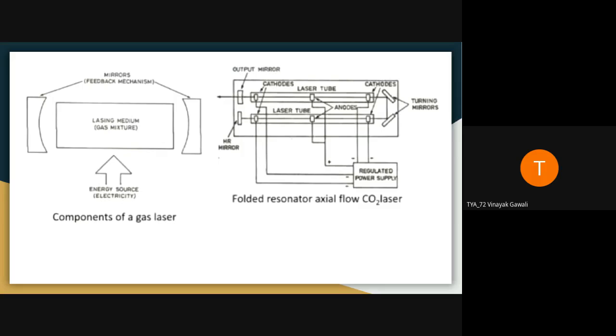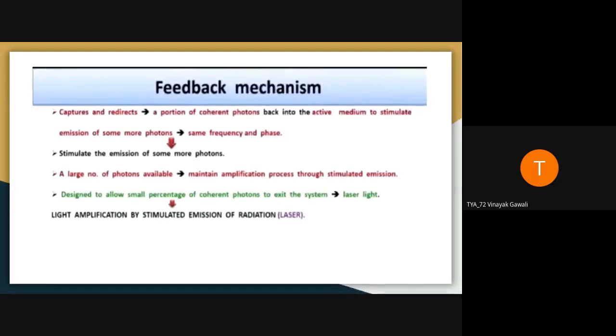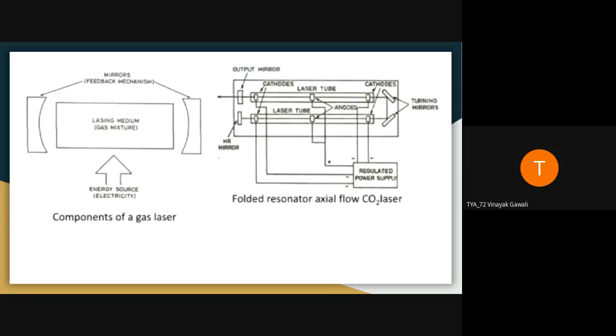Now time comes to that basic question: what is the full form of laser? Laser means Light Amplification by Stimulated Emission of Radiation. You can see in this diagram, whatever I have shown now, this is your laser medium, or rather lasing medium.